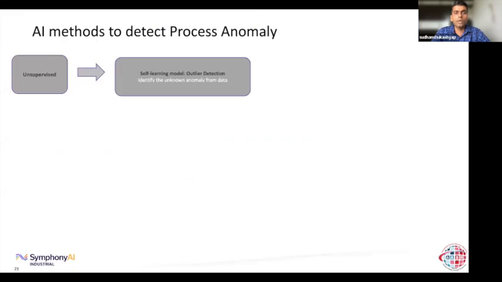So what kind of AI methods are available to do the process anomaly detection? We talked about these unsupervised methods earlier, where we give the data to AI models and they learn about it. So for example, here you just dump all this data and tell the AI model to learn about this data and tell you where the anomaly is, and most likely it will find the right ones.